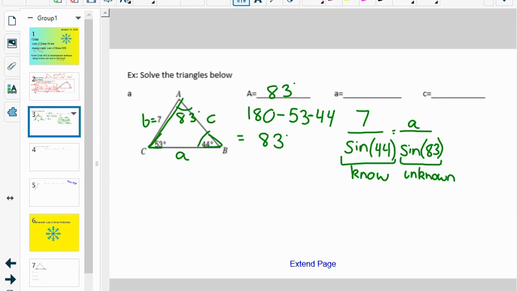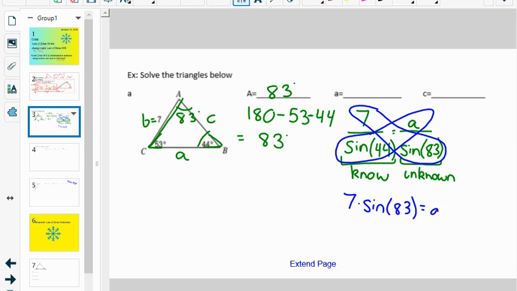I'm going to solve. To solve a proportion, you cross multiply. Some people call this the butterfly method. 7 times sine of 83 equals A times sine of 44. Okay. Now I'm going to solve for A, so to do that, divide sine of 44 on both sides.